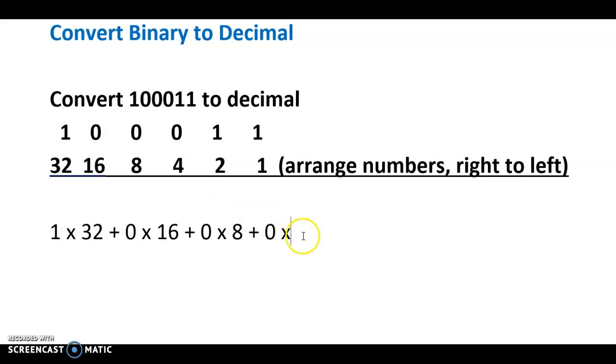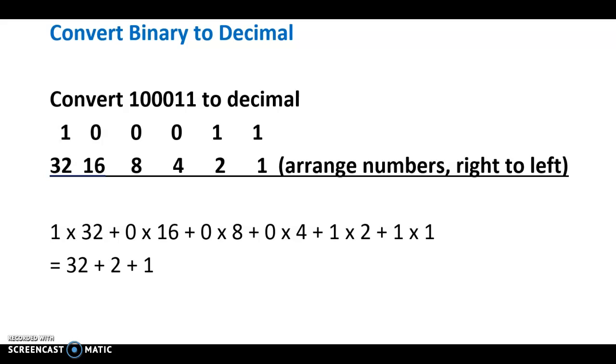So next one, 0 multiplied by 4, plus the next one is 1 in the first row, multiplied by the corresponding number in the second row, which is 2, and the last one, the first row is 1 and in the second row we also have 1. Now we've got to add all these things. So we have 1 times 32 is 32, 0 times 16 is 0, 0 times 8 is 0, 0 times 4 is 0, 1 times 2 is 2, and 1 times 1 is 1.